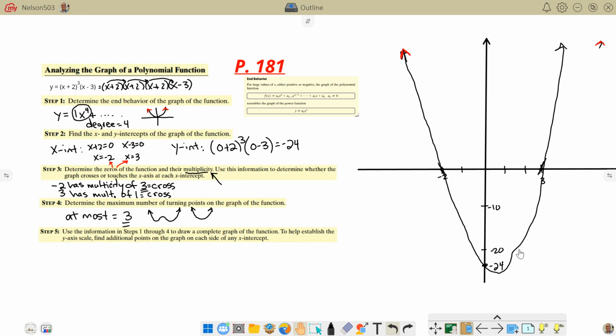This little turn right here and little wiggle here is unintentional. I wouldn't count off for that. All right, I hope I'm making this clear on how to graph a polynomial. They should be nice and smooth.